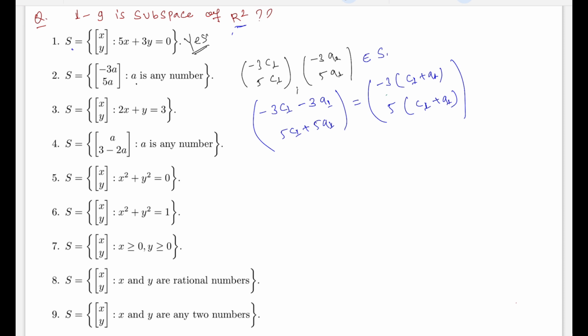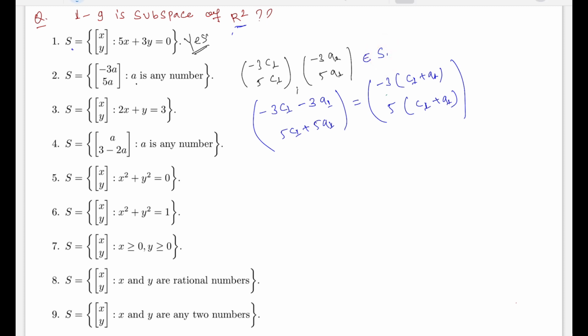So you see this is nothing but again the same form: the first component is -3 times some constant and the second component is 5 times some constant. Here also you see again the same form, -3 times some constant and 5 times some constant. So I can say that if you pick any two vectors, the addition of those two vectors will also belong to this particular set S. So this is closed under vector addition.